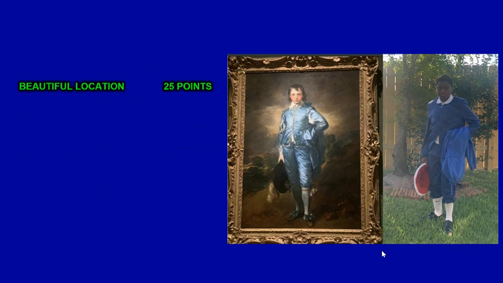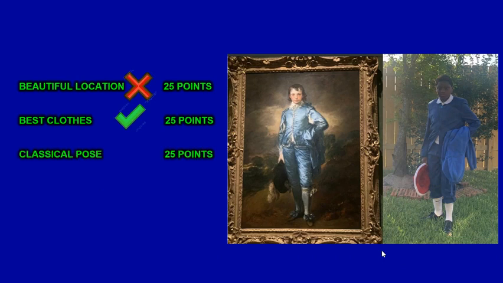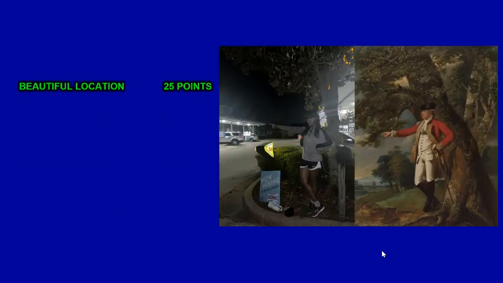All right, this one right here, is it in a beautiful location? The answer is no. Your backyard is not a beautiful location. You got to go somewhere. Is he in the best clothes? Absolutely. Is he in a classical pose? Absolutely. Is it a low horizon line? No. So get down low when you take the picture. This person's project would have gotten a 50.